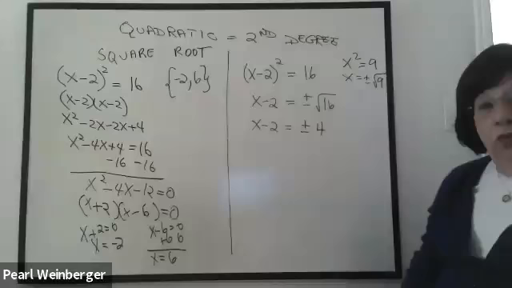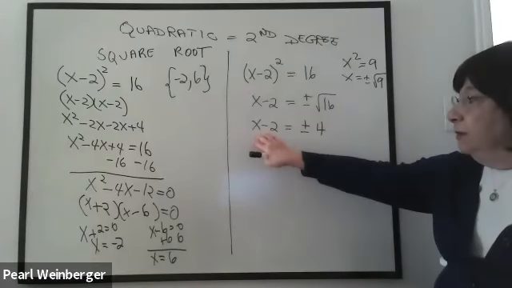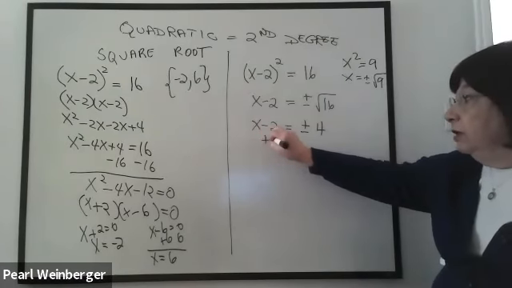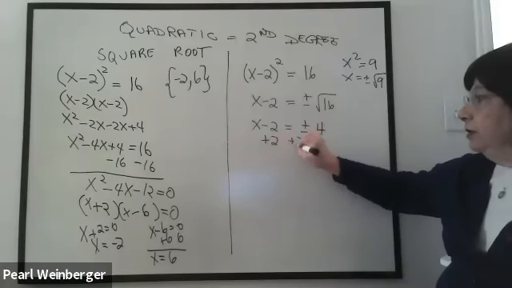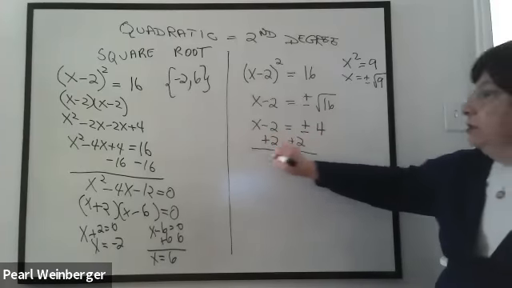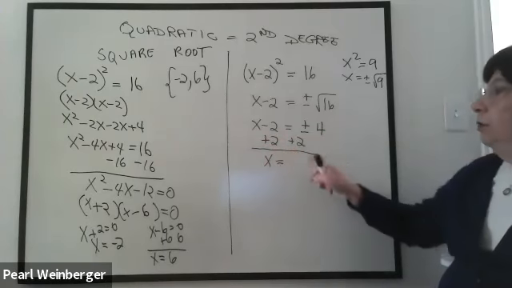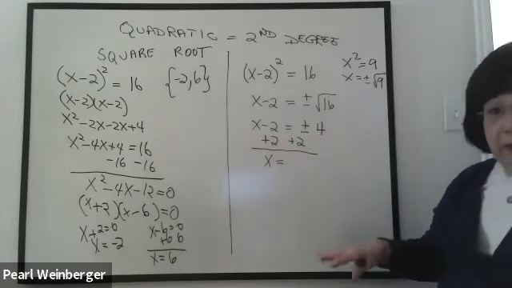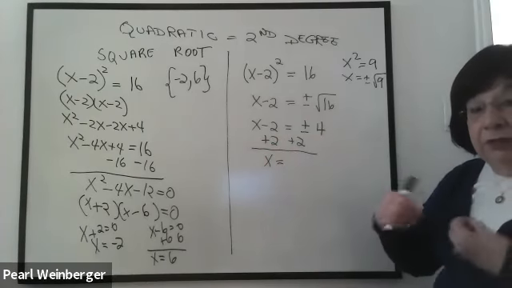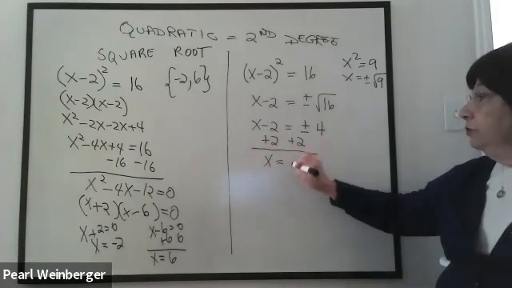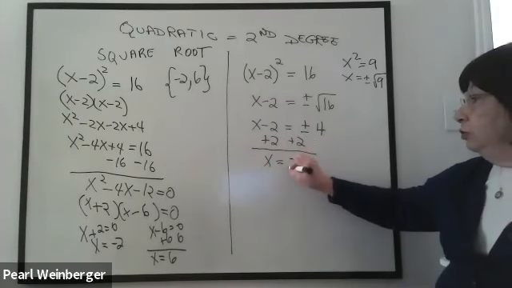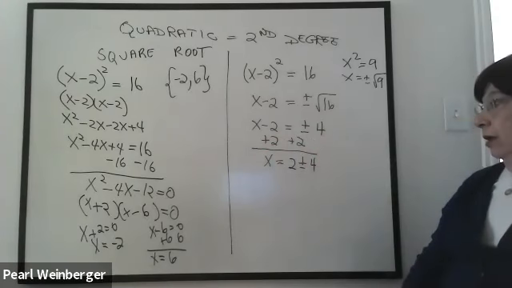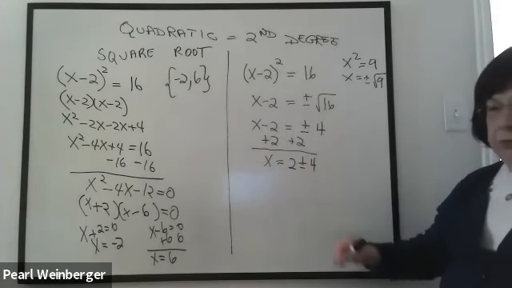But I want to know what x is. I don't want to know what x minus 2 is. So in order to get x, let me bring this 2 to the other side. Add 2 to both sides. Now, when I do this, I want to put the 2 first rather than second. It doesn't matter what order you put it in, but it's much easier to work if you put the 2 first. So bringing 2 to the other side, I get 2 plus or minus 4. But I really can go simpler than that.